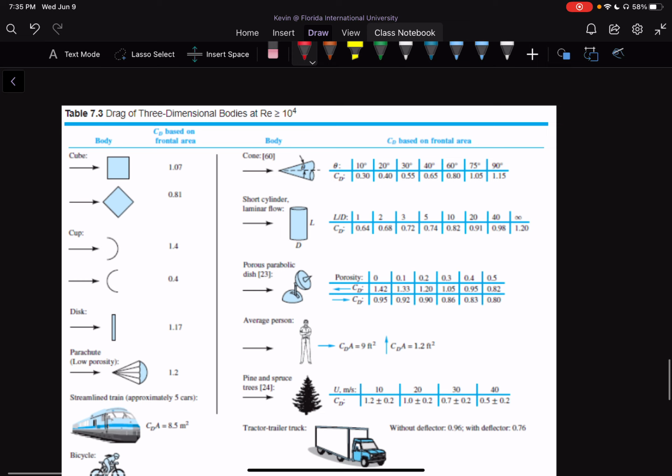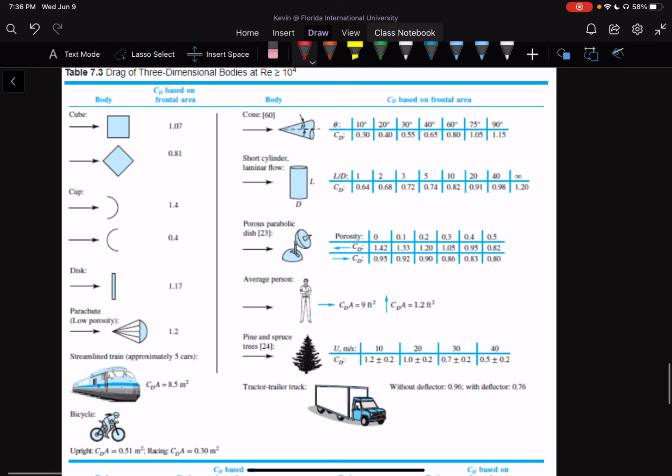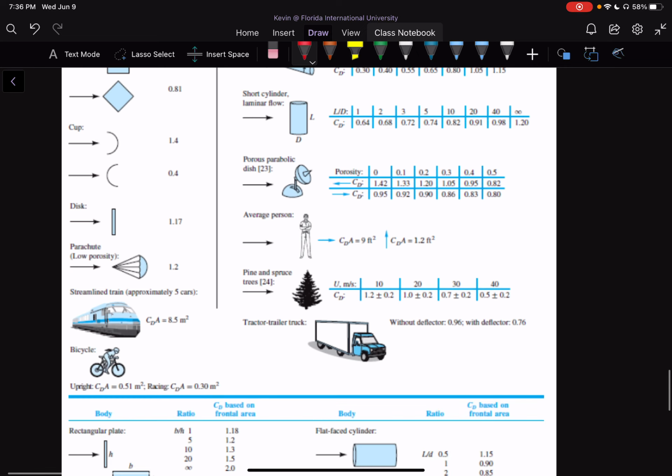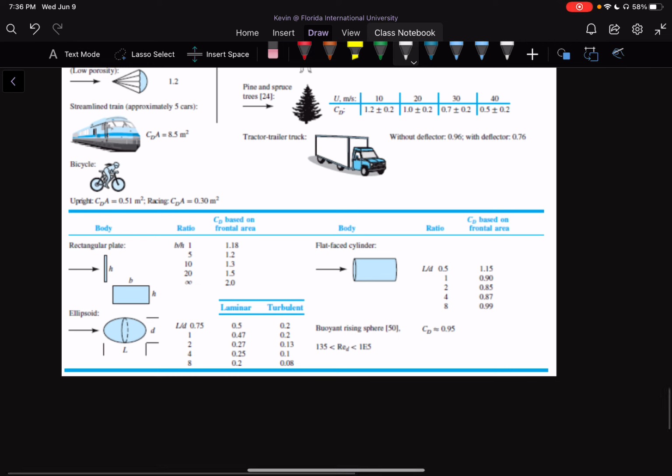Then in table 7.3, this is more for three-dimensional bodies. So it's looking at cubes or cups or short cylinders, as well as porous parabolic dishes, an average person, a bunch of different shapes that have been tested and have been compiled in this chapter. Okay, so there's a lot of information here that you can use.